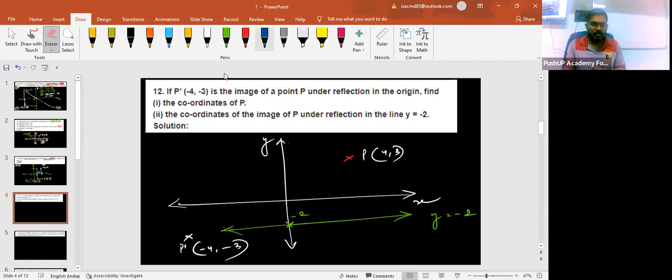No, they are asking you to find the coordinates of the image of P, right? Image of P is what? P dash only, no? Image of P is P dash. Right. They are asking you to find the coordinates of the image of P. What is the image of P? It is P dash. Where is P dash? P dash is over here. Don't you feel so?